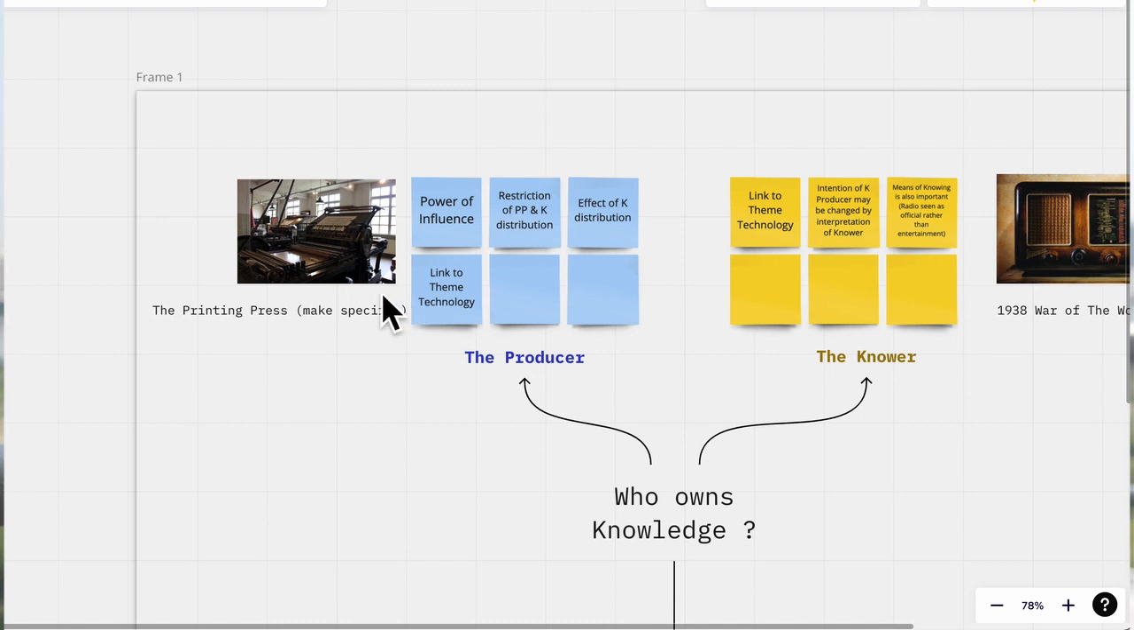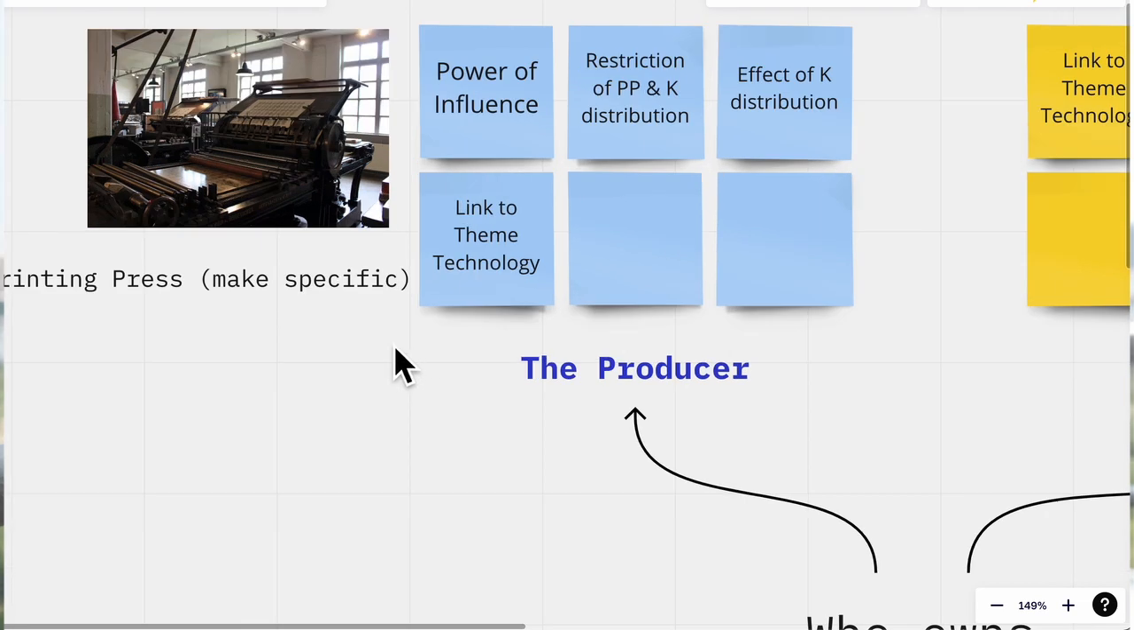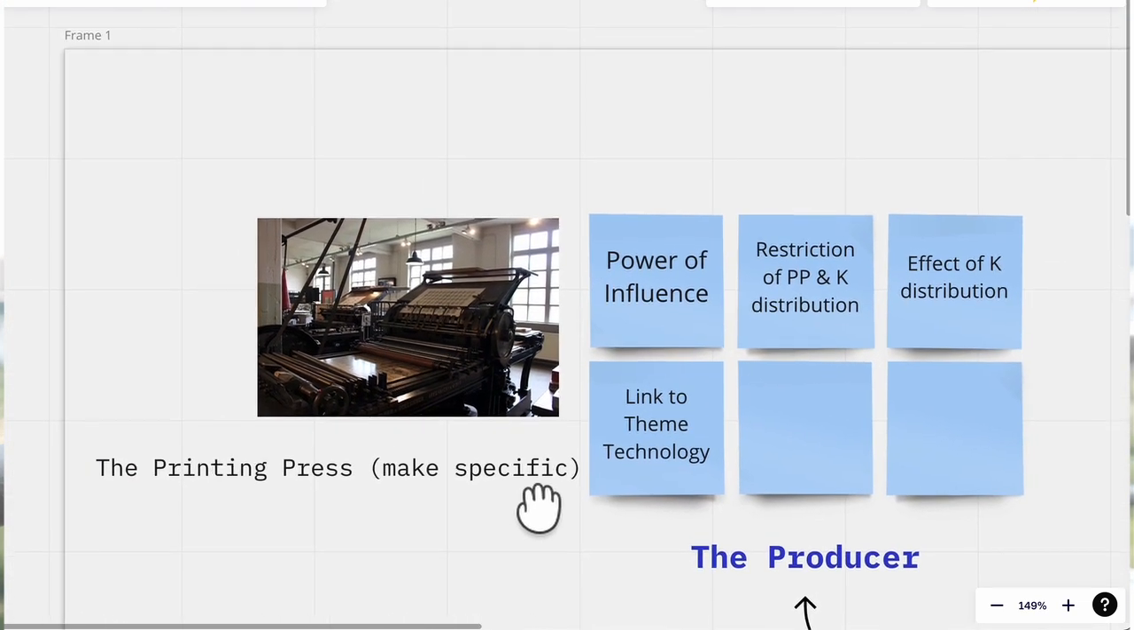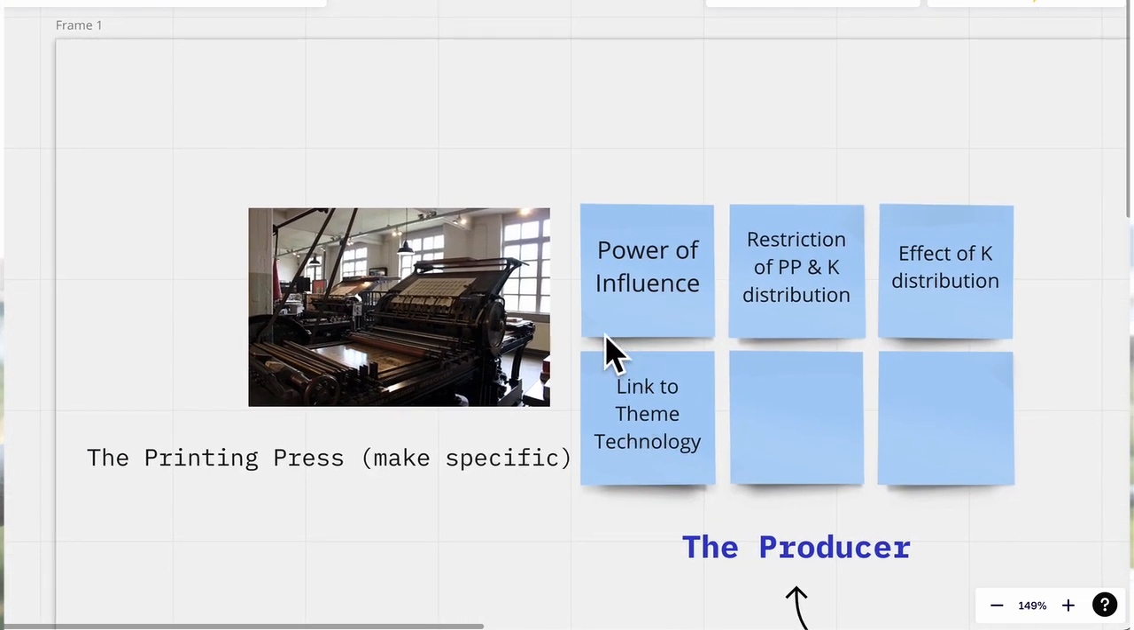So the first object that I'm presenting is the printing press, and specifically printing presses that were used to print pamphlets during the French Revolution of 1789. And I'm using the printing press to show the claim that the producer of knowledge is the person who owns knowledge, because the printing press has successively over history changed knowledge in knowledge communities.